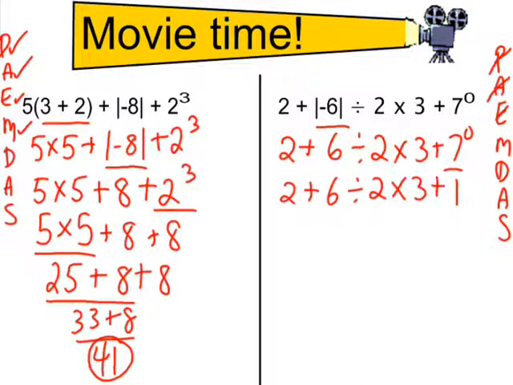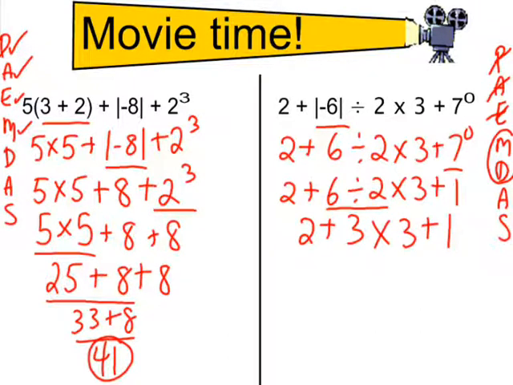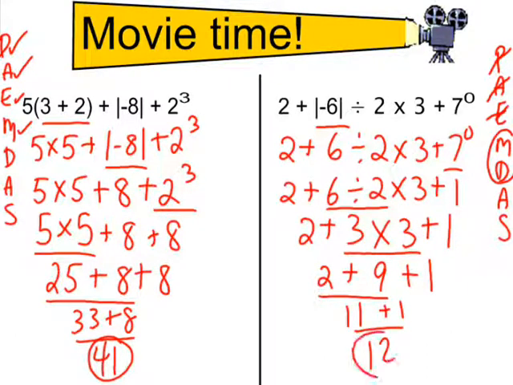Now I have a choice of adding, dividing, multiplying, or adding. Well, multiplying and dividing are equals, and since division comes first, left to right, I'm going to do that next. Now I have a choice of adding, multiplying, or adding. Multiplying would be next. And then I just have addition left, so I'm going to do whichever one comes first, left to right. And our final answer would be 12.